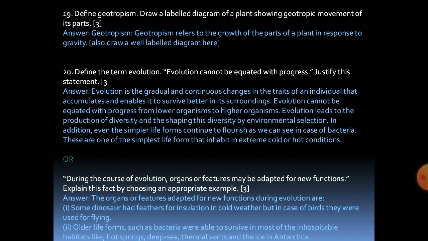So the next question, you can go for the choice question, which is during the course of evolution, organs or features may be adapted for new functions. Explain this fact by choosing an appropriate example. You can give examples like dinosaurs had feathers for insulation in cold weather, but in case of birds, they were used for flying. Also, you can give an example of bacteria which were able to survive in most of the inhospitable habitats like hot springs and vents, and the ice in Antarctica. You can give any examples for the course of evolution, or the organs. You can take the example which is related to new functions.